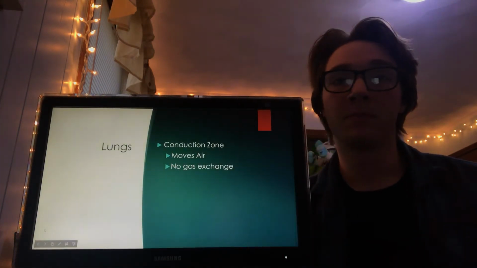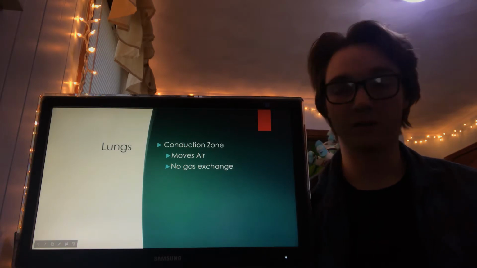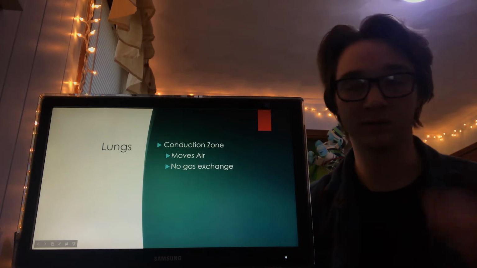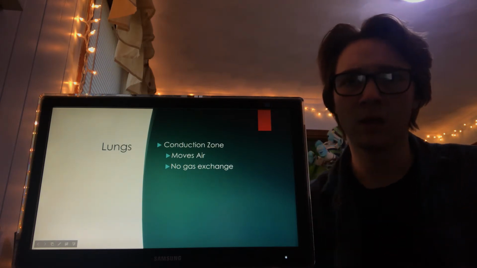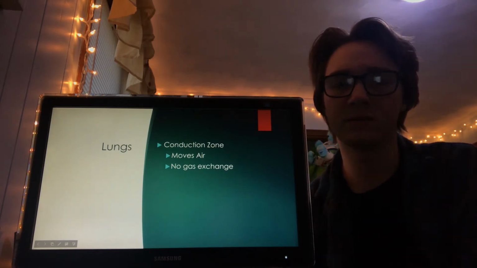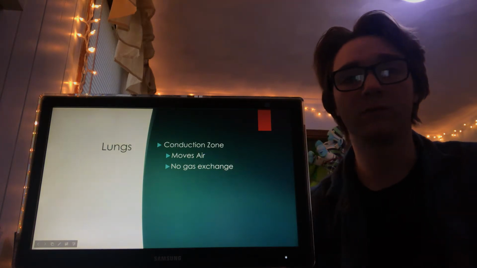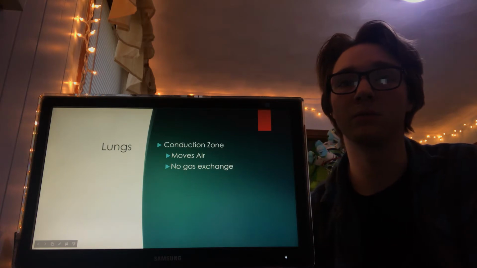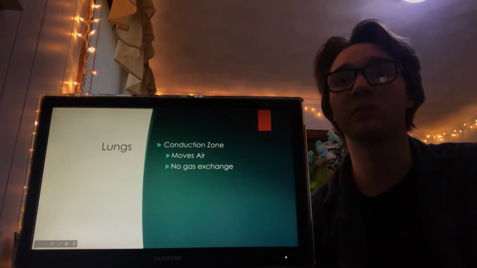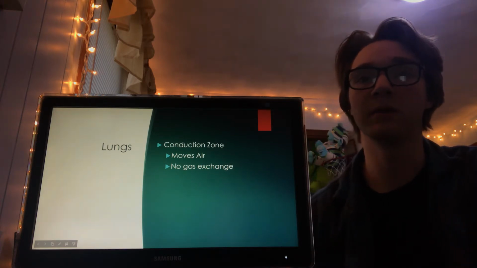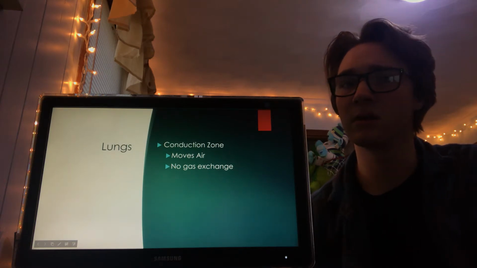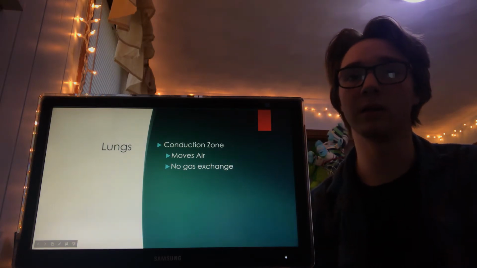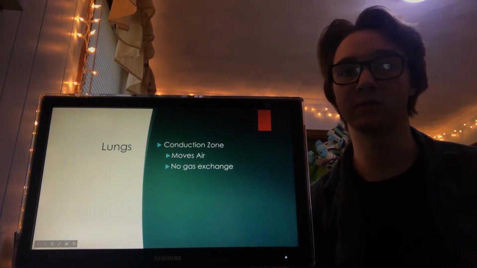Now, the lungs are the most affected organ when dealing with bronchitis, and more specifically, the conduction zone. Now, when looking at the conduction zone, this is primarily used to filter the air and move the air throughout the lungs. It is important to note that there is no gas exchange occurring, and the conduction zone consists of the bronchi, bronchioles, and the trachea. So again, no gas exchange is occurring.